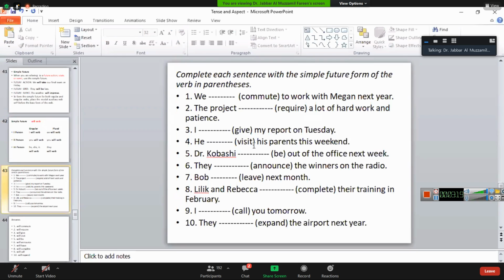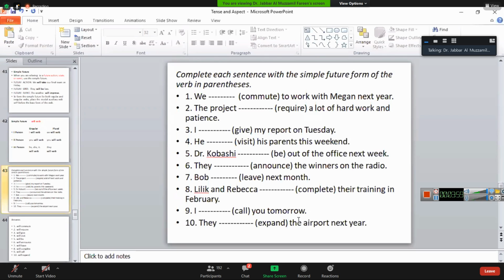Dr. Kobashi dash will be out of the office. Yes, will be. Here be has been given as the verb itself, so you have to use will be, or shall be. They announce the winner: they will announce. Bob dash live: Bob will leave. Rebecca will complete. I will call you tomorrow. They will expand the airport: will expand.